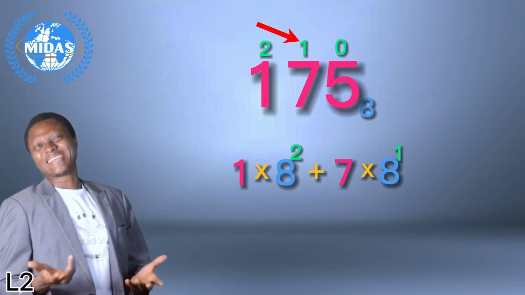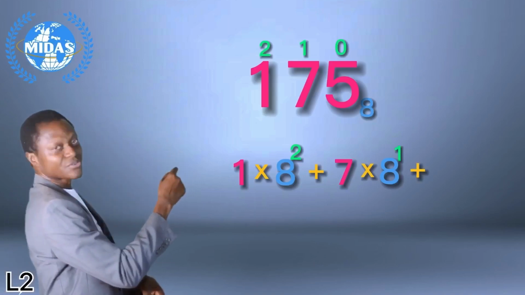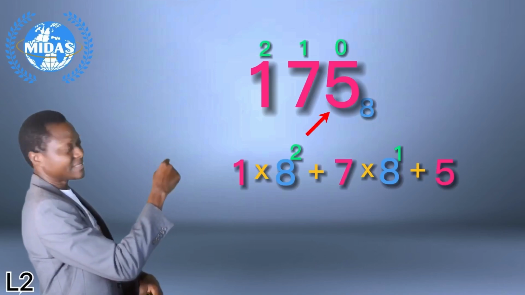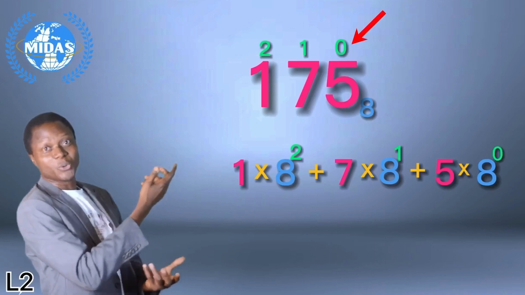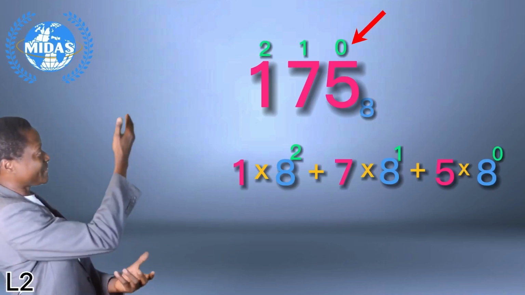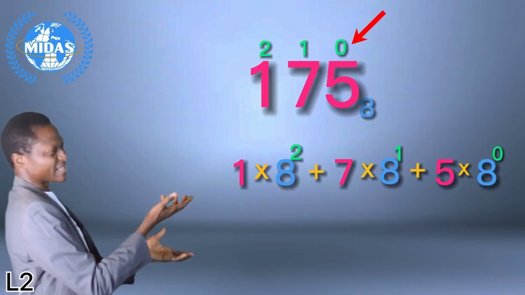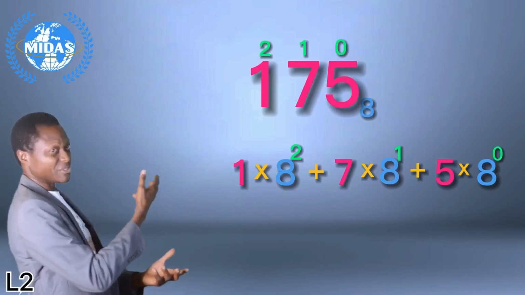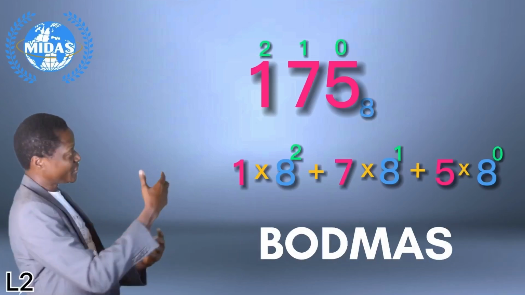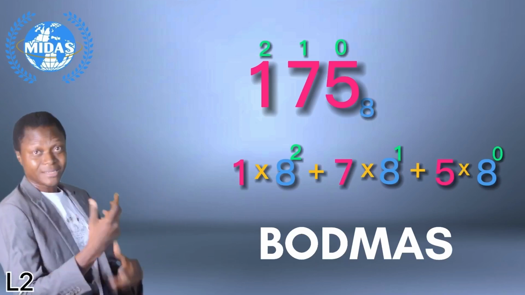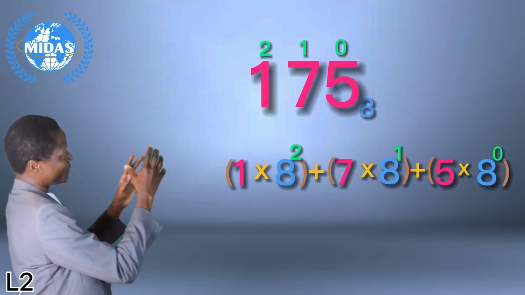Let's just call it rank. Plus 5 times 8, which is our base, raised to power 0, because our 5 has the 0 rank. All right, as you can see, it is easy for you to do. In your JSS classes, you already know how to do this. Remember, BODMAS: you need to multiply first and then you add later. So let's put them in brackets just for simplification. So now we have bracketed them.